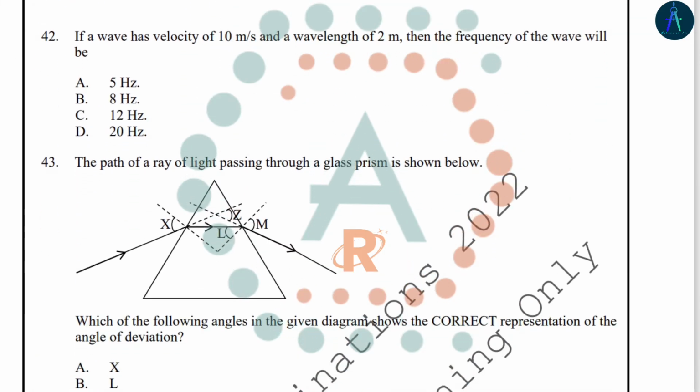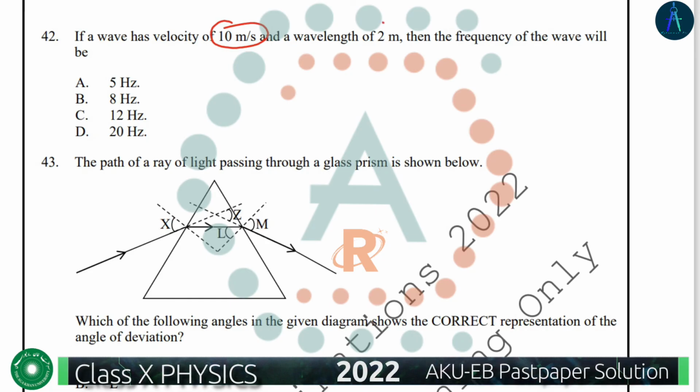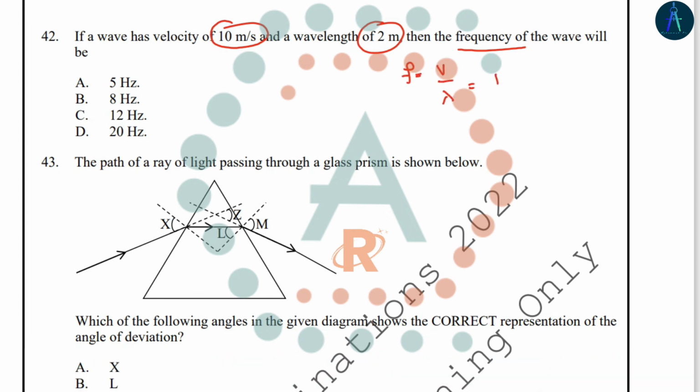simple pendulum. If a wave has a velocity of 10 meters per second with a wavelength of 20, what will be the frequency of the wave? So f is equal to v over lambda, that is 10 over 2. So the answer will be 5 Hz, that we have got in our option A.